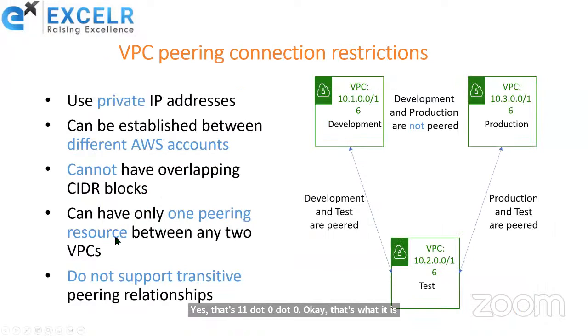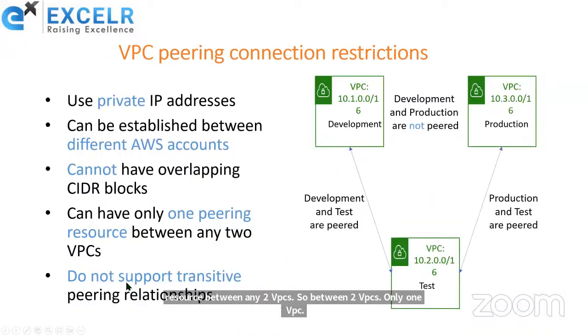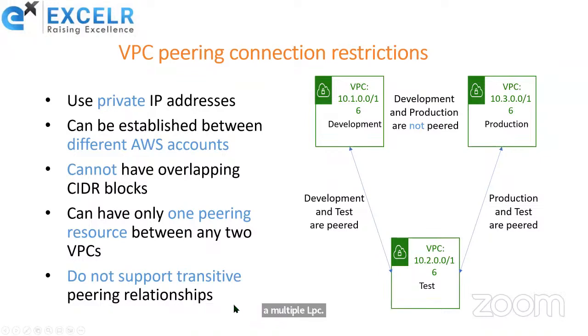You can have only one VPC peering resource between any two VPCs. So between two VPCs, only one VPC peering can be configured. It cannot have multiple VPC peerings. That is one limitation. It does not support transitive peering relationships.